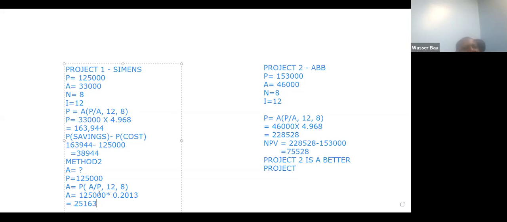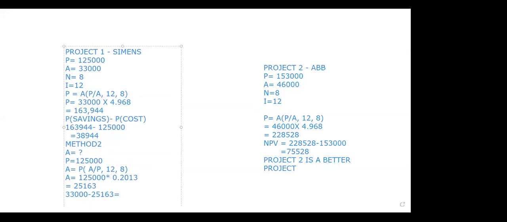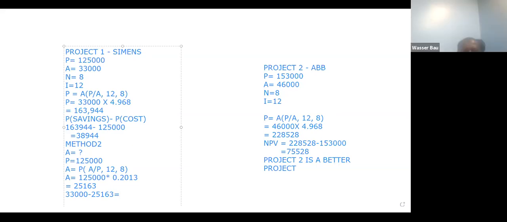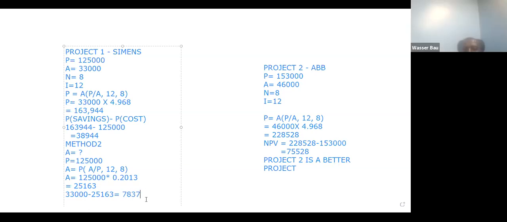And what is the annual savings? 33,000. Therefore, the net savings will now be 33,000 minus 25,163. Do you understand it? Yes. So that will give me the net savings per annum, not per project cycle. It means we are saving 7,837 every year. So that is the savings the proposal from Siemens will be giving me.